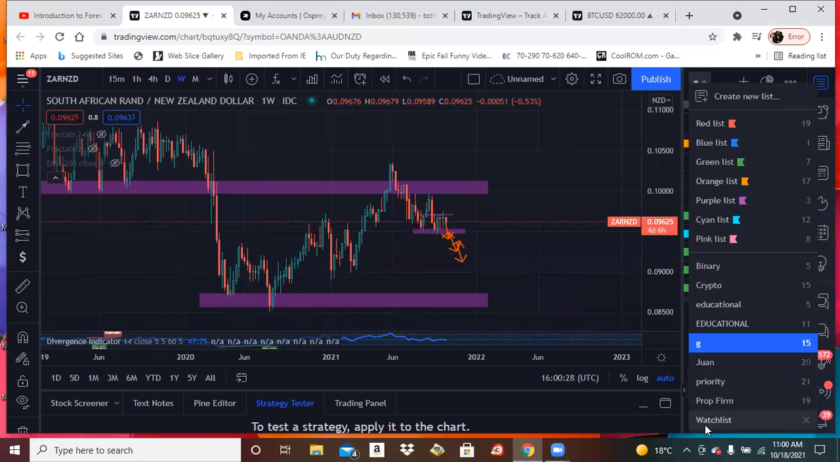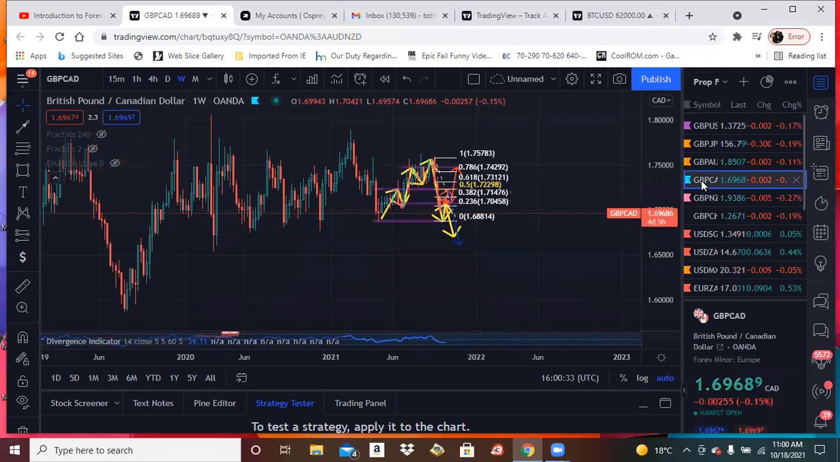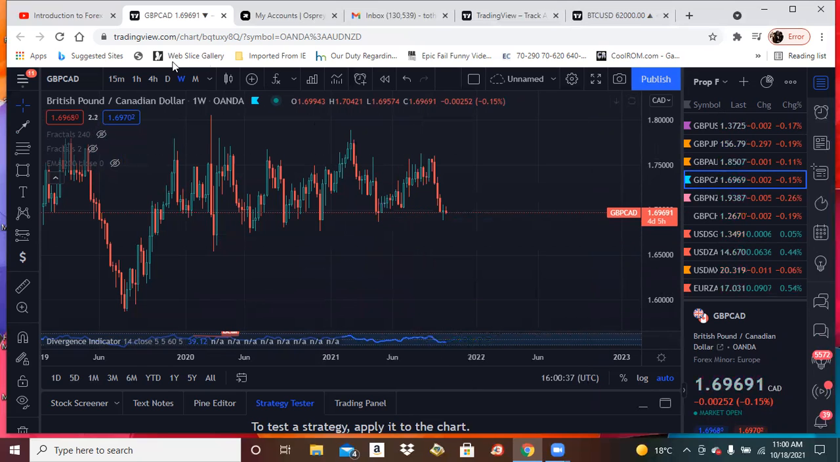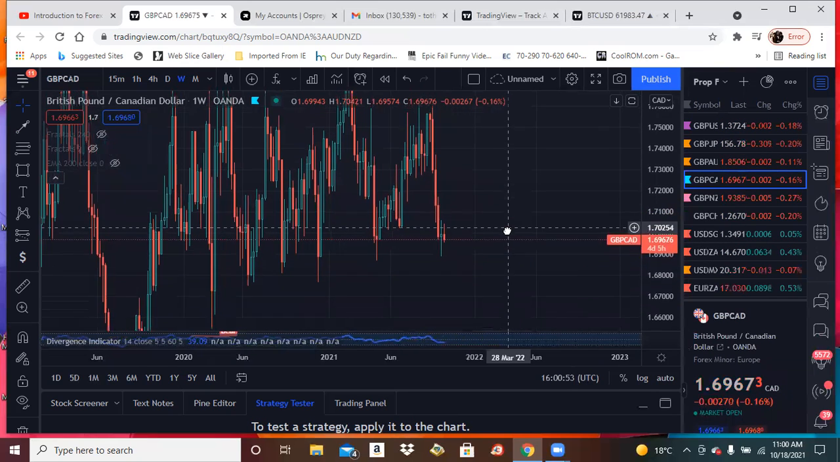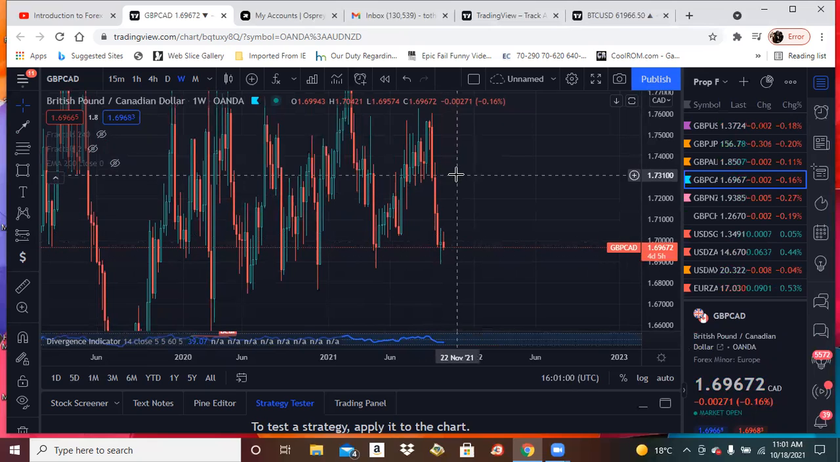So let's go to GBP CAD. I already got stuff on here, so let's remove the drawings and go to the weekly. On the weekly we see some big bearish movement, and we even have a doji right here. Obviously on the M15 you've seen dojis many times. On the weekly, it'll go this way, and then it'll pull back that way.